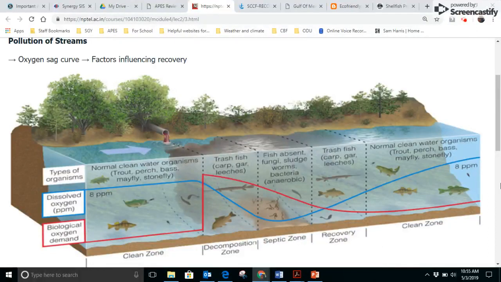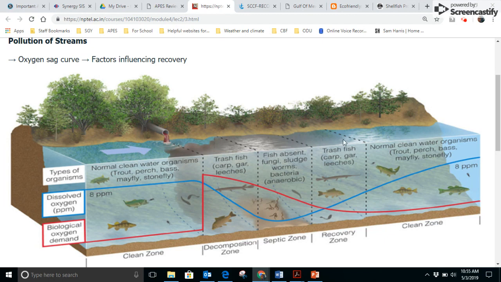I'm going to be talking to my AP Environmental Science students today about the oxygen sag curve, cultural eutrophication, point source and non-point source pollution, and also some indicator species that can help us understand what's going on in these waterways as it's happening. So let's get right to it.